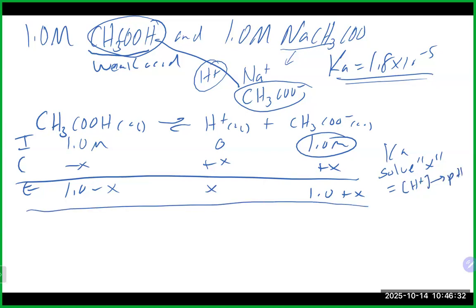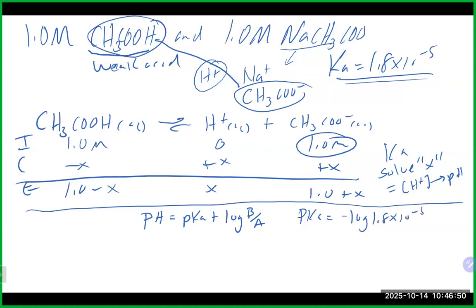But again, I'm going to skip that part and, recognizing that it is a buffer, I'm just going to go right into the Henderson-Hasselbalch equation. And really the only thing I need to calculate in this case is the pKa value. So my pKa value is minus the log of 1.8 times 10 to the minus 5, which should give us a 4.74 pKa.